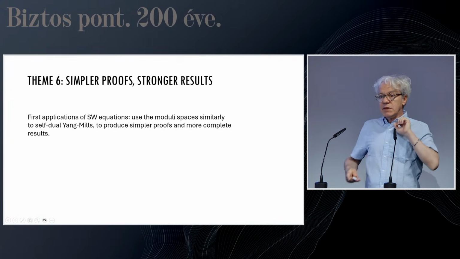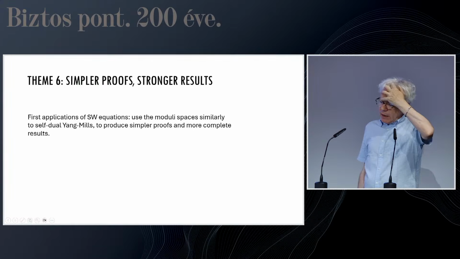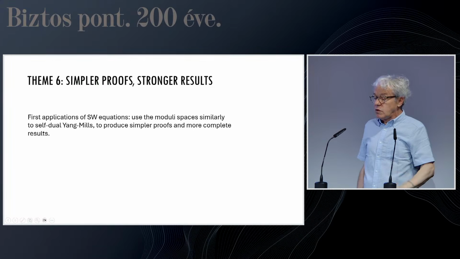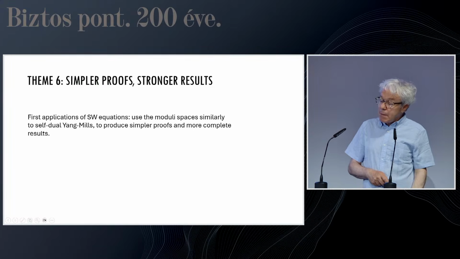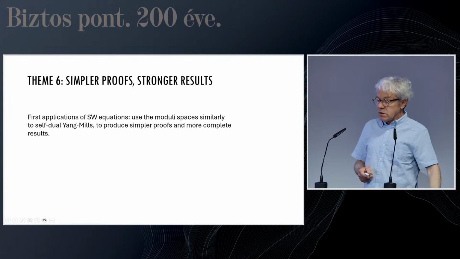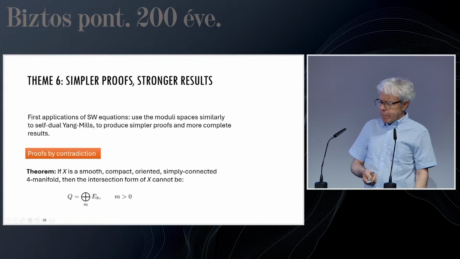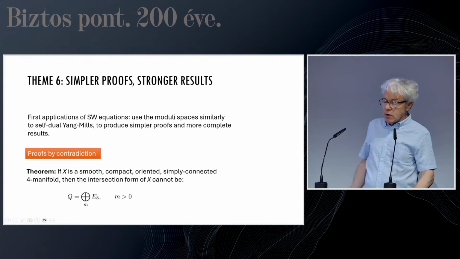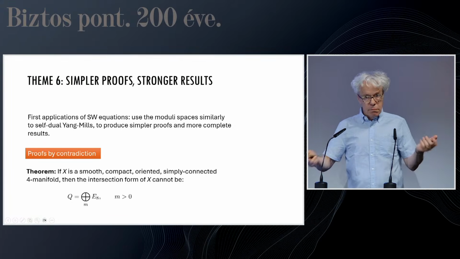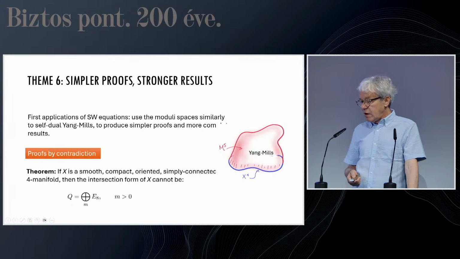The first themes here were just simpler proofs and stronger results, the things which we had been trying to prove and were getting perhaps closer to with the Donaldson invariants. They all just kind of fell over with the Seiberg-Witten equations. The same sort of proofs by contradiction were redone with the Seiberg-Witten moduli spaces. This was the Yang-Mills moduli space, the proof in Donaldson's thesis.